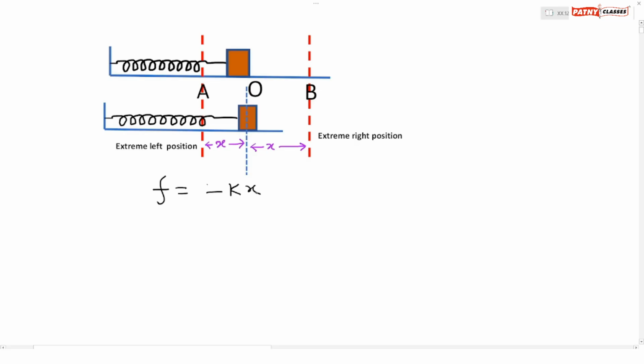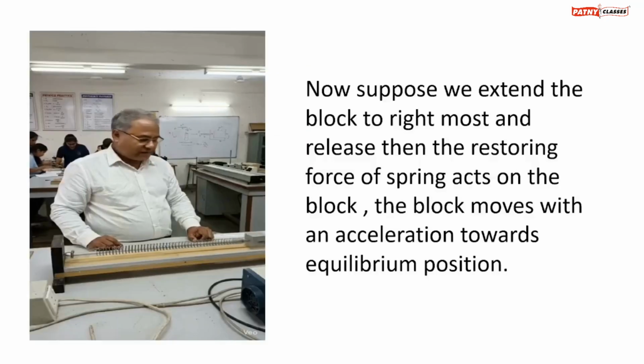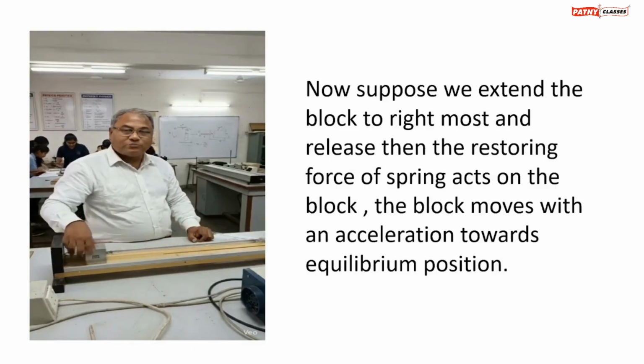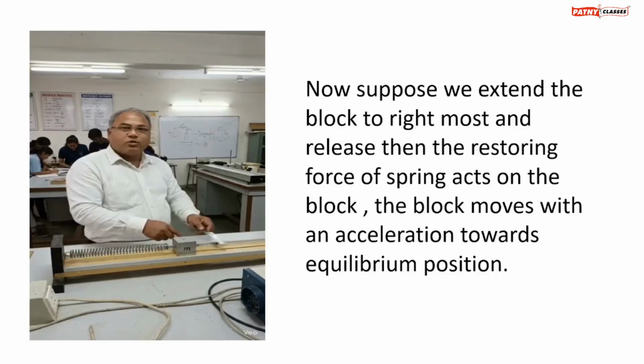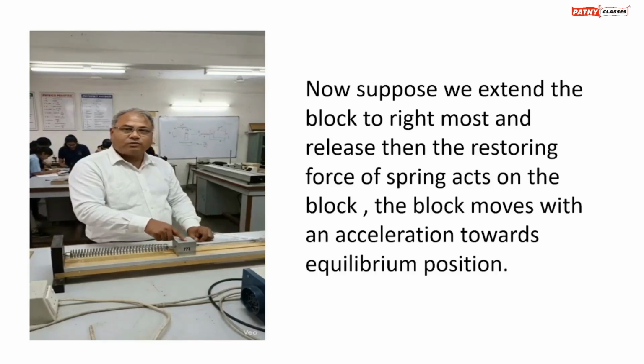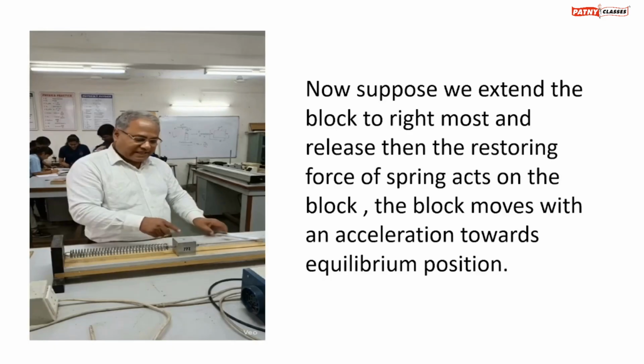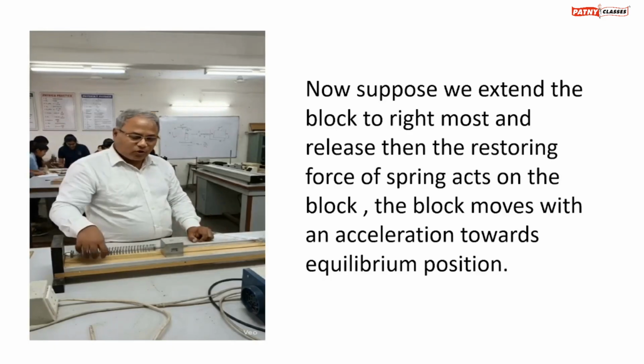It is a product of k and x. k is the spring constant and x is the displacement. The negative sign indicates that the restoring force and the displacement are both directed in opposite directions. They are opposite to each other. Therefore, F equals minus kx. Now suppose we extend the block to the rightmost position and release it. Then the restoring force of the spring acts on the block. Because of this restoring force, the block moves towards the equilibrium position with a certain acceleration.